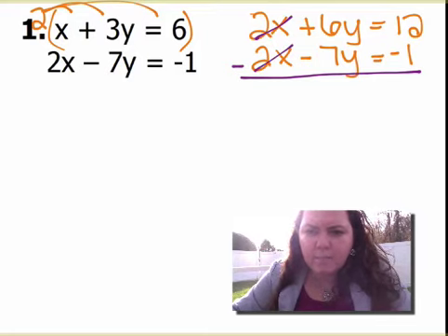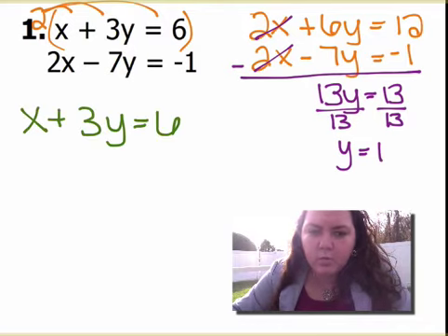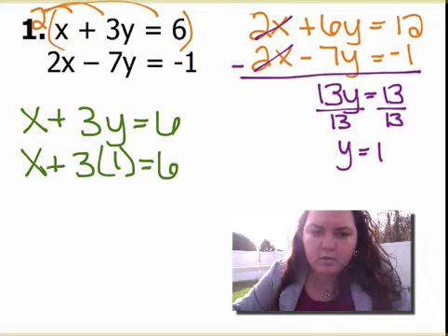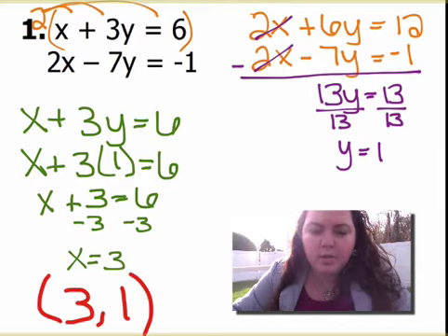I get 6 minus negative 7. So minus and negative turns to plus. So it's 6 plus 7 is 13y. 12 minus negative 1 is 13. Divide by 13, I get y equals 1. So now I'm going to take 1 and plug it in for y into the original equation. So I just picked the first equation that was given, plugged in 1. Get x by itself, I get x equals 3. So 3, 1 is my answer.